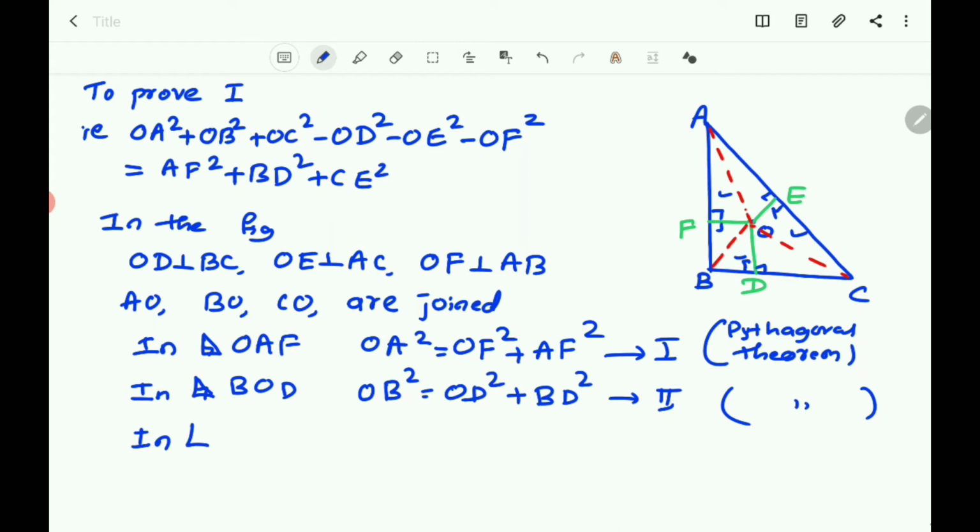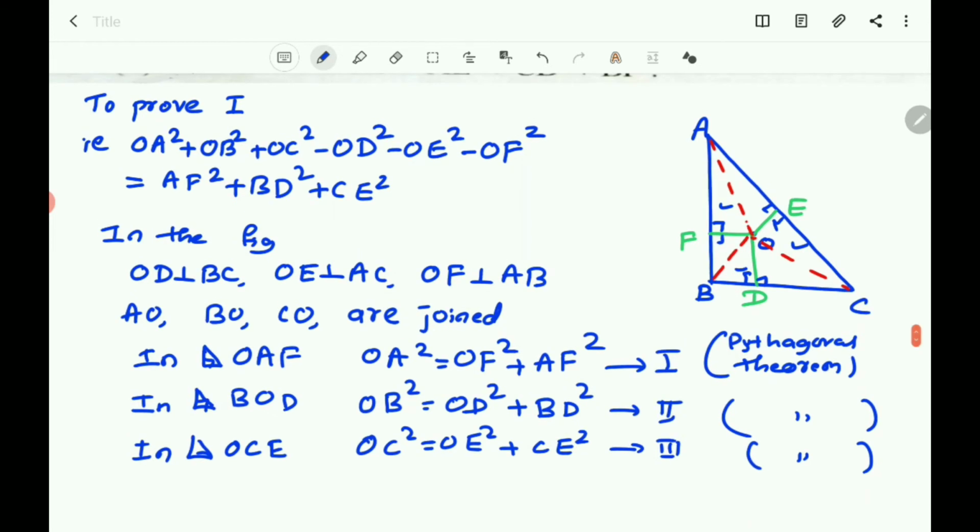Next you take the right angle triangle OCE. In the right angle triangle OCE, OC is the hypotenuse because angle OEC is the right angle. So you take OC square is equal to OE square plus CE square. Consider that third. The reason here is the same, Pythagoras theorem.